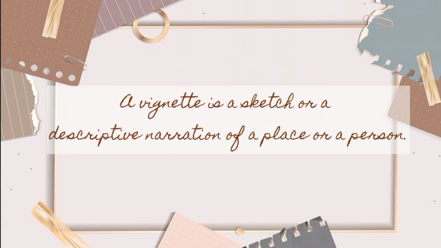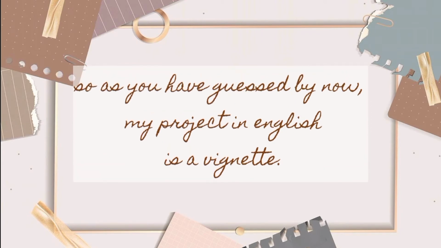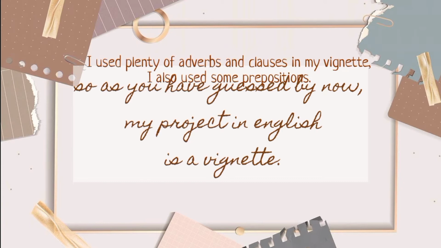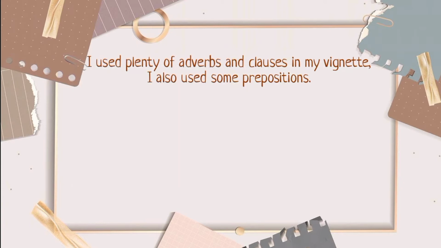A vignette is a sketch or descriptive narration of a place or person. This is commonly used to give more detail on the air, on the atmosphere, or the character. A vignette doesn't have any action or movement. This is more commonly on description. And in my vignette, I use plenty of adverbs and clauses.